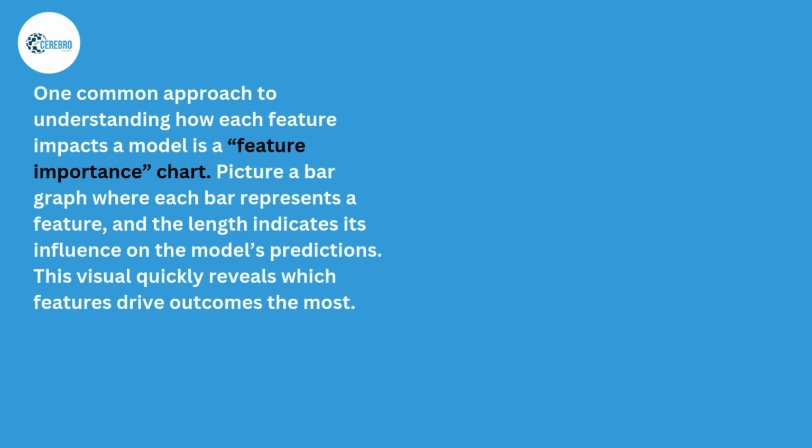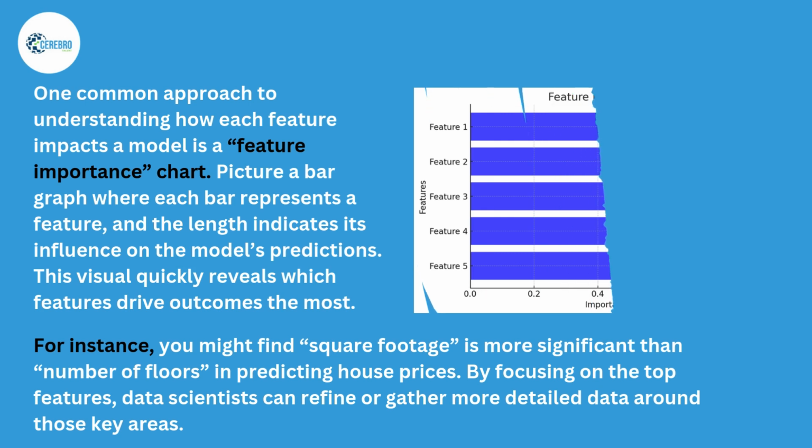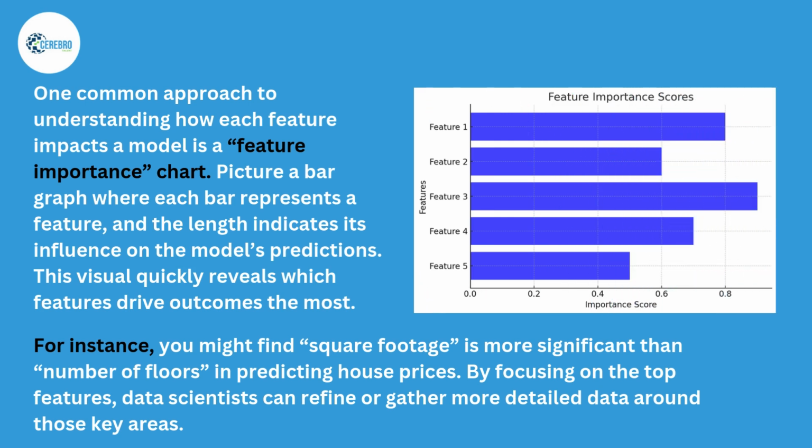One common approach to understanding how each feature impacts a model is a feature importance chart. Picture a bar graph where each bar represents a feature, and the length indicates its influence on the model's predictions. This visual quickly reveals which features drive outcomes the most. For instance, you might find square footage is more significant than number of floors in predicting house prices. By focusing on the top features, data scientists can refine or gather more detailed data around those key areas.